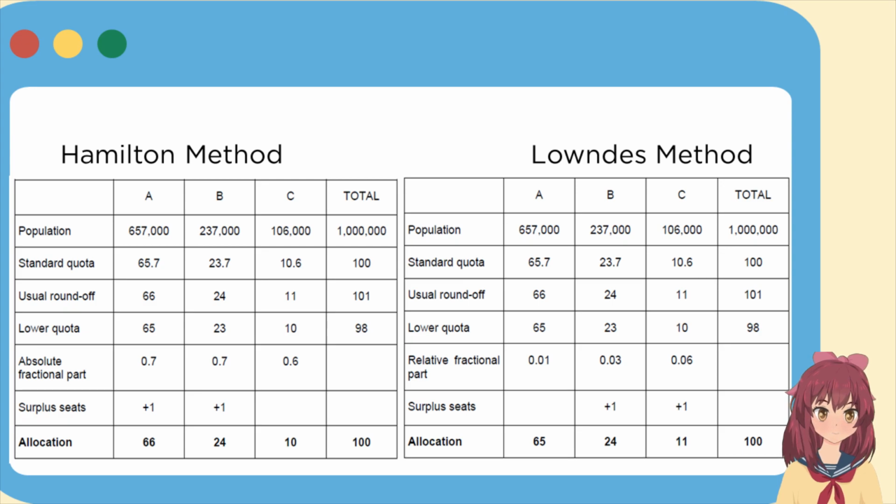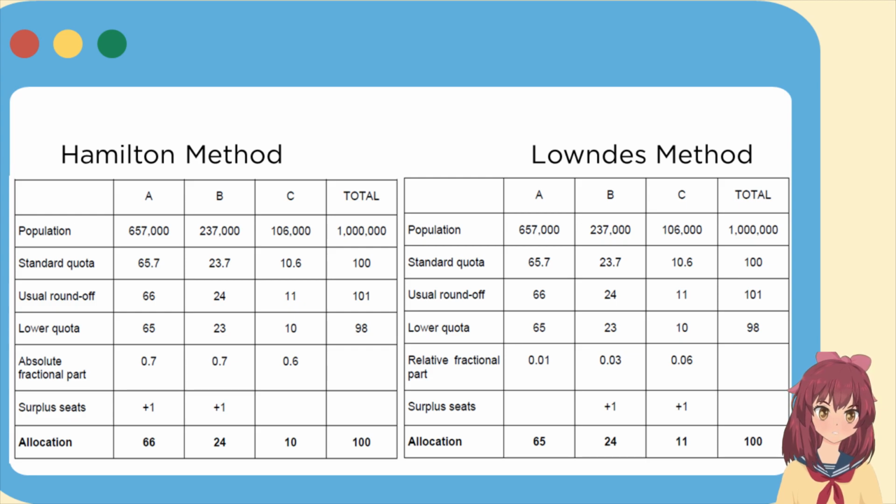And then the standard quota is shown at the next row, and its usual round off on the third row. And then we have the lower quota. So basically, bakit natin kinuha yung lower quota? Because as we can see, sa usual round off, yung total number of seats ay 101, which exceeded the number of seats na kailangan natin, which is 100 lang. So kukunin natin yung lower quota na nagtotal sa 98.